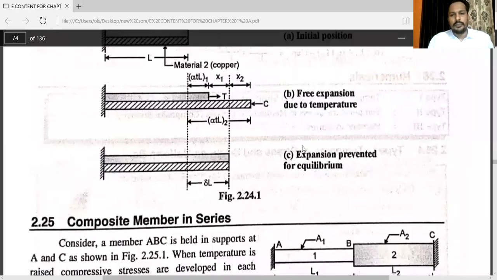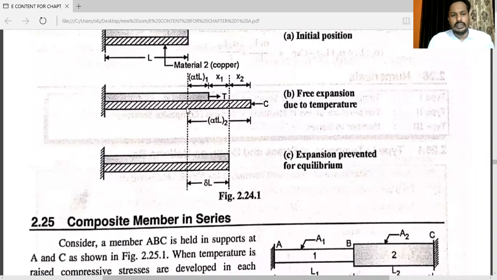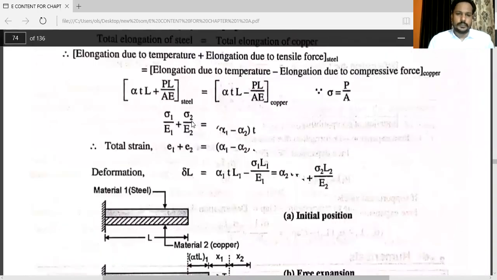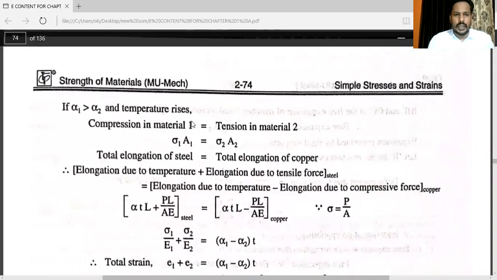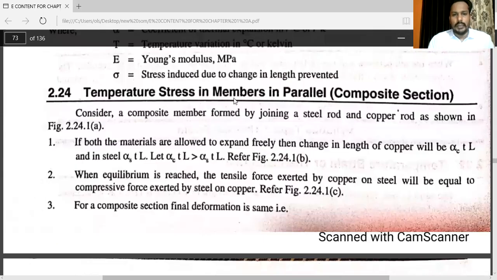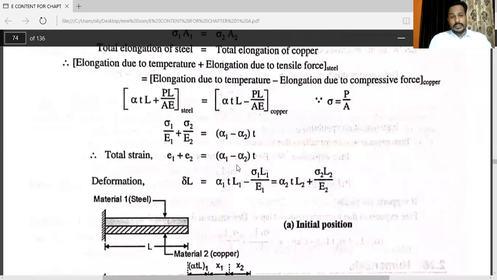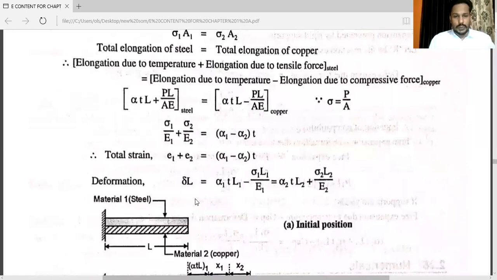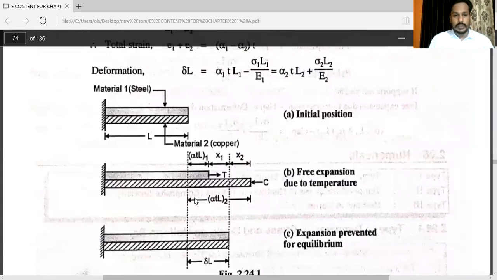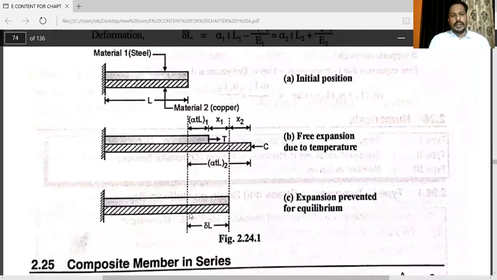According to the diagram, you can see this is a copper material, this one is the steel material. According to the diagram, according to the condition of member in parallel, that is composite section, the formulas are given. Please highlight this formula for total strain and for deformation. We have to use this formula while solving the problem. See this diagram very carefully.